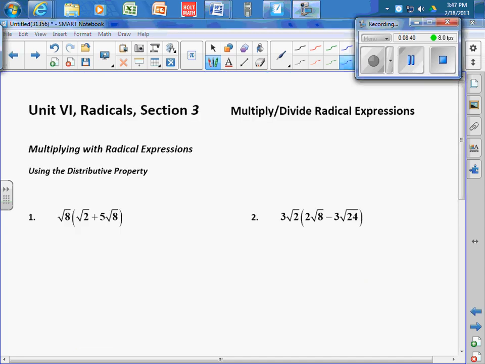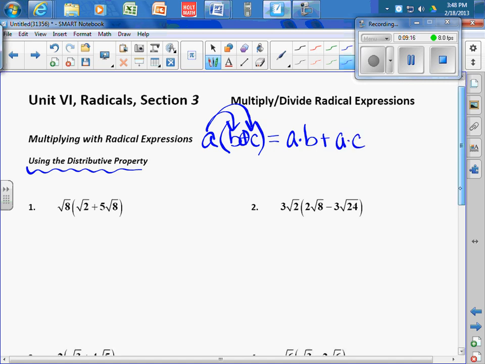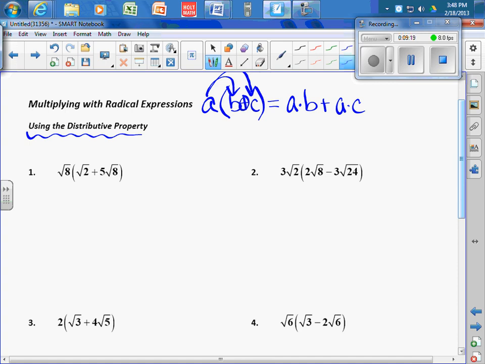What we're going to do now in multiplying using the distributive property is just taking what we just learned and basically doing it twice. We're going to take the number that is outside the parentheses, and if there are two or more terms inside the parentheses, just like you've studied the distributive property before, we're going to take a times b, bring in the plus sign, and then take a times c.